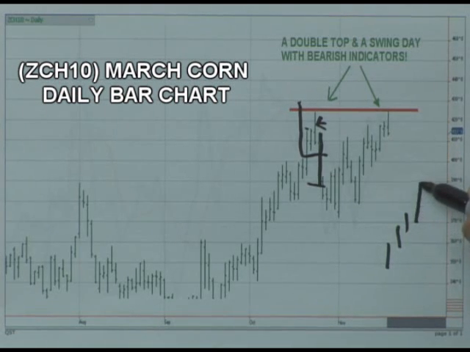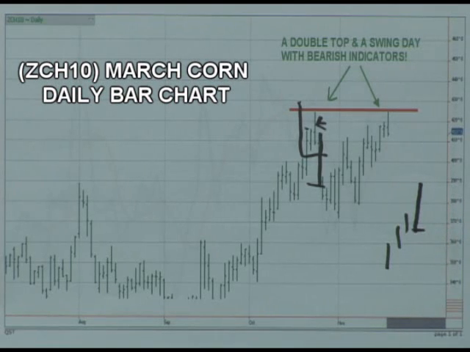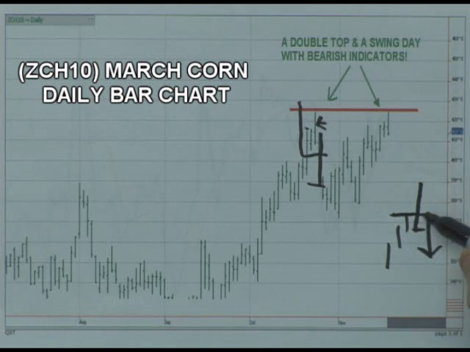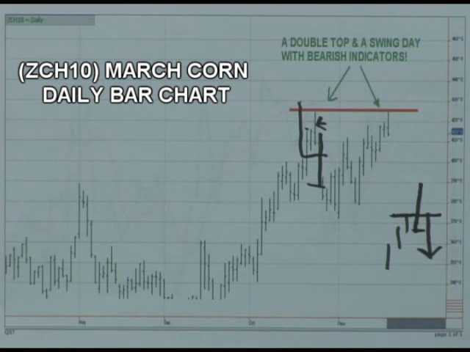One day it goes up really far, comes back down and settles by its low. That is your swing day. On the next day, you look for it to get somewhere near the previous day's high and go short looking for the downside. That's how you handle a swing day. Double top and the swing day with bearish indicators. Yeah, corn for the downside.